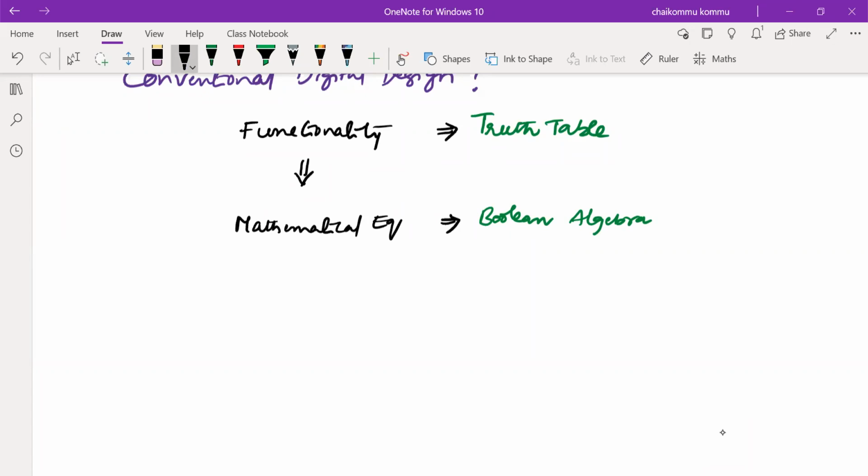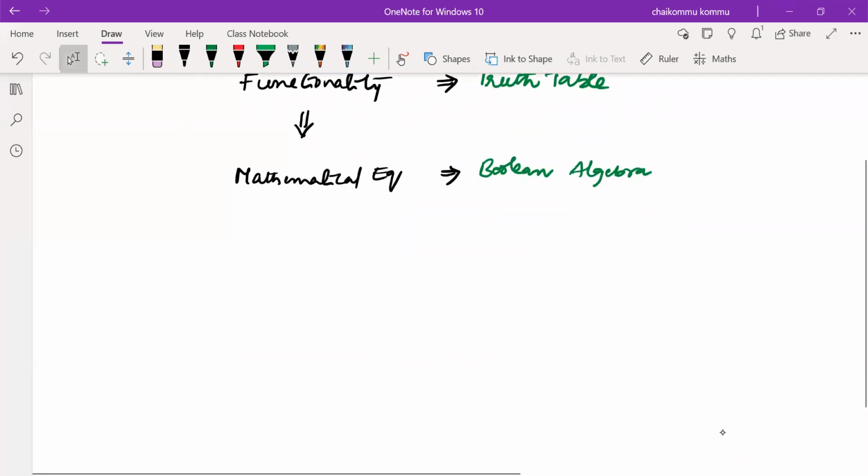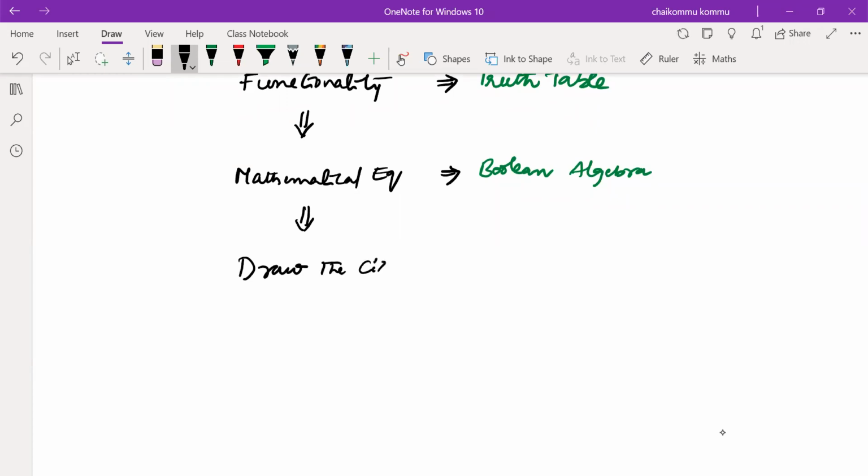Once we know the mathematical equations in the form of SOP or POS form, we have to draw the circuit diagram with the help of some basic gates. We know the gates, and according to the gates we can draw the circuit diagram. How do we do this? With the help of pen and paper.